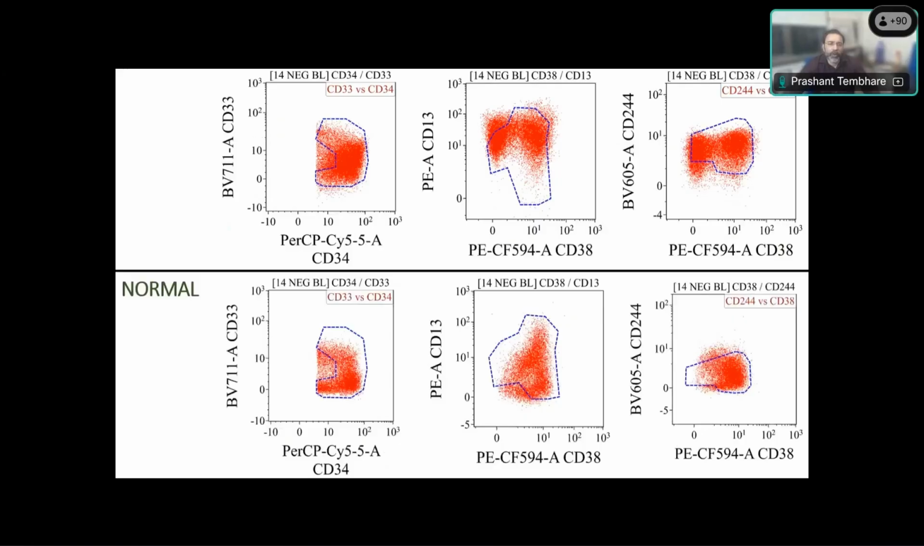Another picture, another combination. Normal maturation pattern. You see, this is the normal maturation pattern.